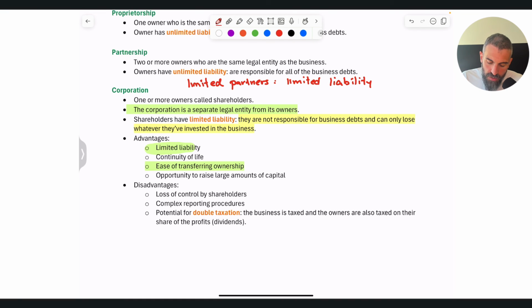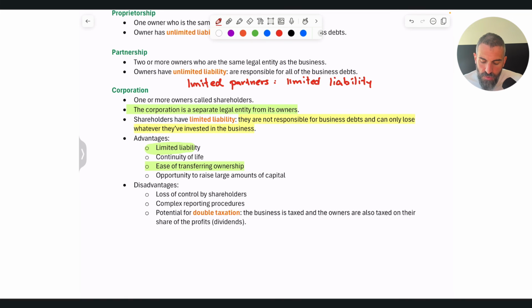Ease of transferring ownership. This is another big one because with corporations, you own shares of the business. The business exists. It's an entity and it has shares. So if you want to just transfer your ownership to somebody else, you just have to sell your shares to that person. Whereas a proprietorship, you can't really sell shares because there are no shares. You are the business. You can't really sell yourself. So it's a lot easier to transfer ownership of a corporation.